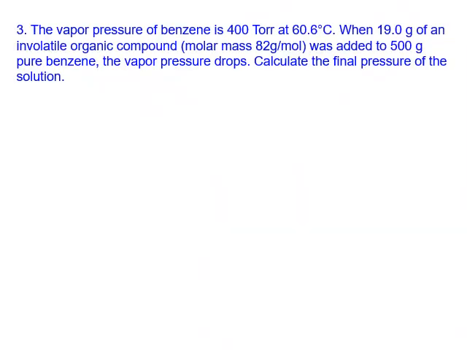Question number 3. The vapor pressure of benzene is 400 torr at 60.6 Celsius. Note that this is the vapor pressure of benzene when it's pure. We use the star to represent pure substance vapor pressure. Now, when an involatile inorganic compound is added, the vapor pressure of benzene, here we should use PB, should be less than the vapor pressure when it's pure.